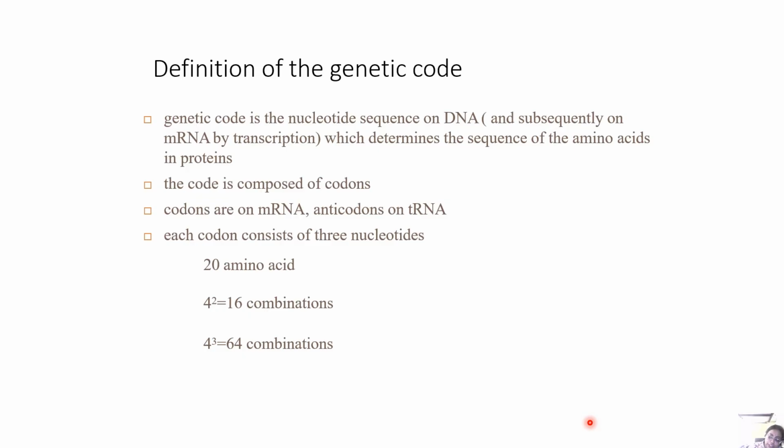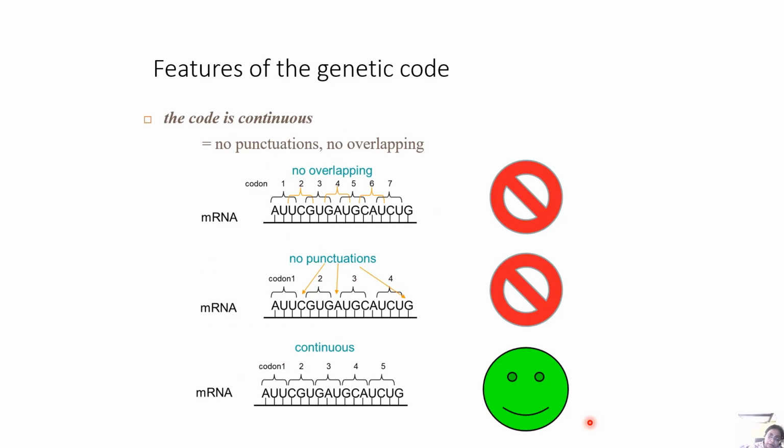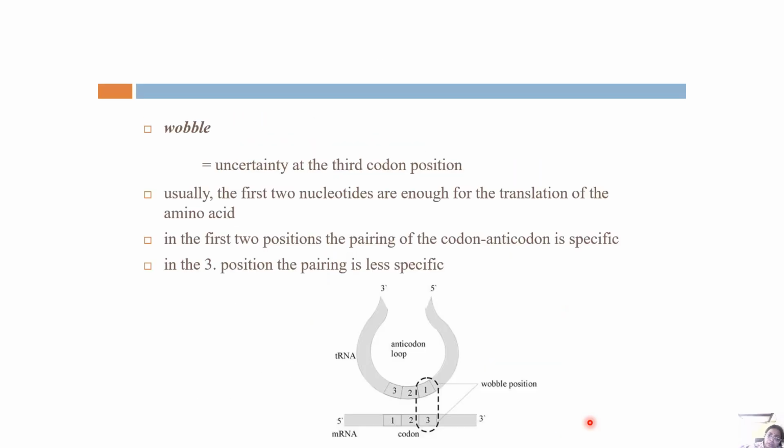We have talked about the genetic code. What are the features? There are 61 sense codons and 3 nonsense codons. The code is redundant, degenerate. That means there are more than needed. One amino acid can be coded by more than one codon. The code is unambiguous. A codon codes for a single amino acid. The code is universal, highly conserved in the living world. Exceptions: mitochondrial genetic apparatus. The code is continuous. There are no punctuations, no overlapping.